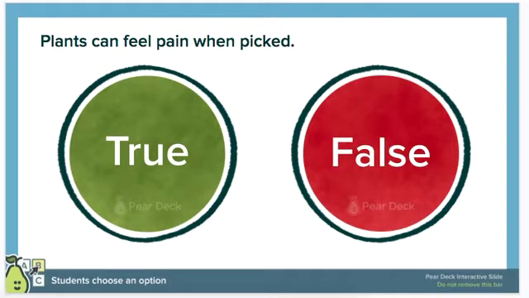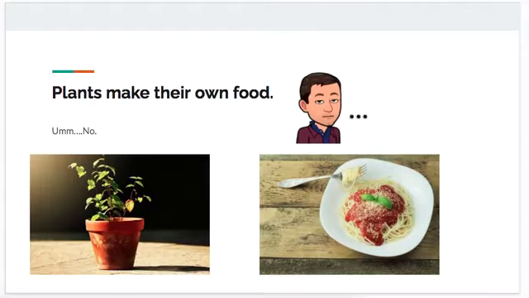Hey, is it true or false? Do you think that plants can feel pain when they're picked? Is that true or false? Pause the video if you need to think about that for a moment, because I'm going to say the answer right now. It is not true. Plants do not have nerves. We have nerves. Remember, we talked about the nervous system? That's how we can feel pain. That's how animals and humans feel pain. Well, plants don't have nerves, so they do not have the ability to feel pain like we do.